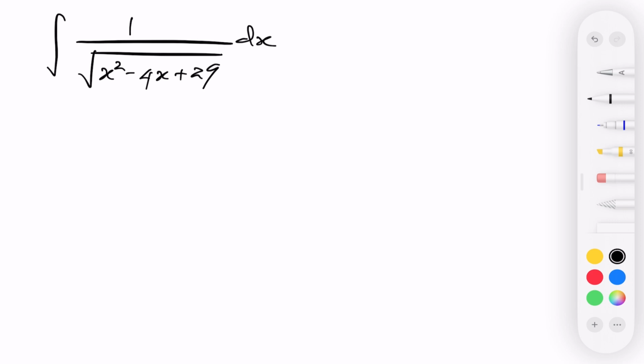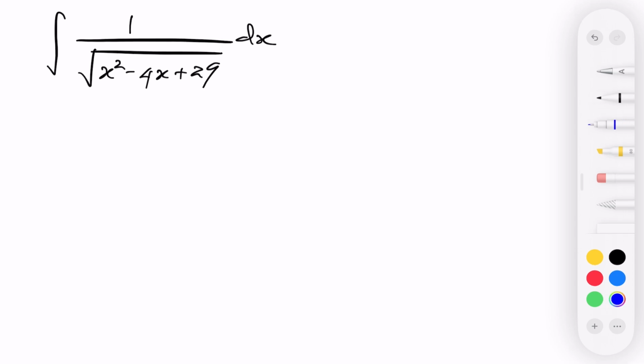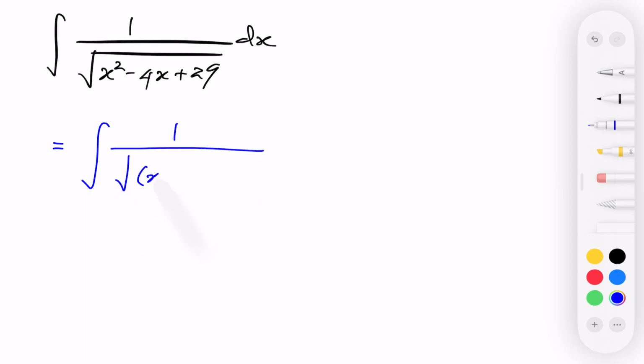In addition to that, a, the coefficient of the x squared term, is positive for this case. In that combination, we know we have to go for a tangent theta substitution. However, before using any substitution, we have to first complete the square. So let's go ahead and complete the square. This is now equal to the integral of 1 over, inside the square root, x minus 2 everything squared plus 25, which I will write as 5 squared, dx.